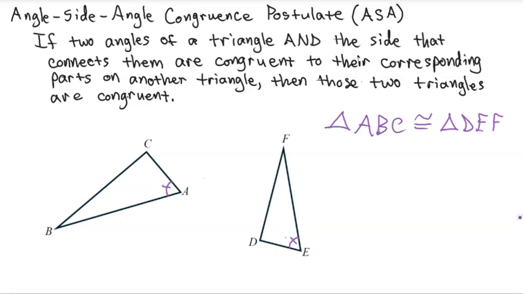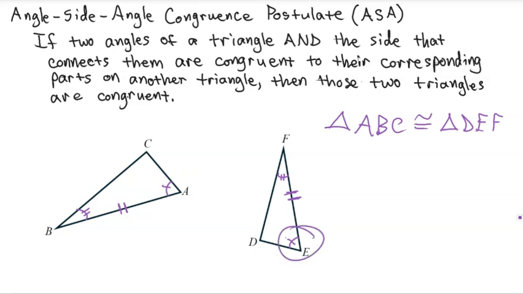And then let's say that this side right here corresponds to this side right here. So if this side, let's give it two slashes, is congruent to this side. And then this angle, angle B, and we'll put two slashes in there, is congruent to angle F.